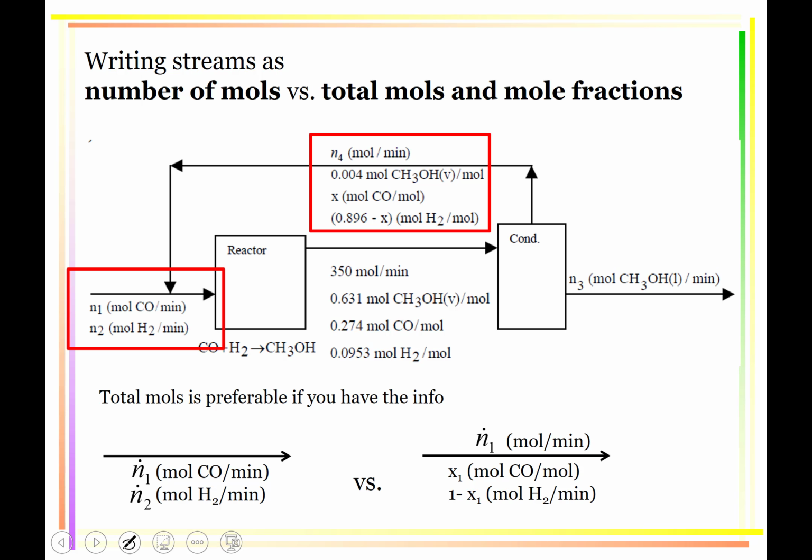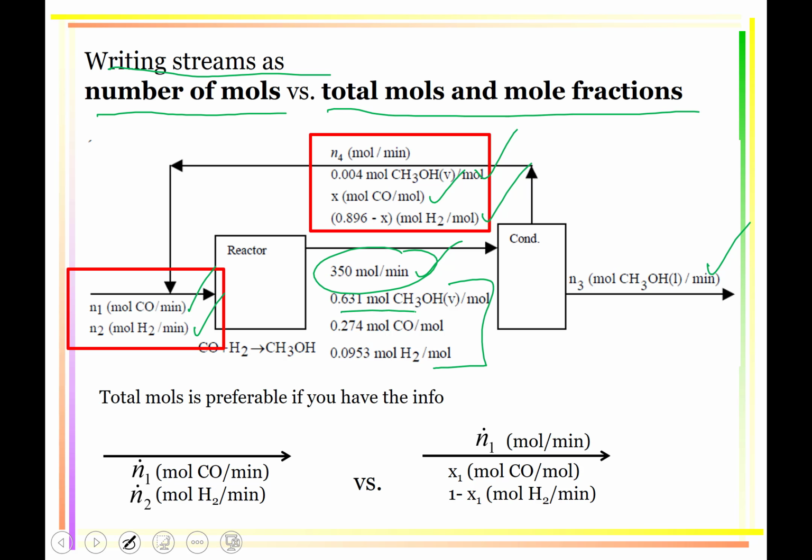So here we are writing streams as number of moles versus total moles and mole fractions. Okay, this one is a mole fraction, mole fraction, mole fraction. Here these are written as total moles, moles per minute. So these are molar flow rates, and here's a molar flow rate. Here is a molar flow rate, and these are the mole fractions, but with the molar flow rate, these can easily be converted into mole flow rates. Okay, so the easiest way to deal with this is to write things in terms of the molar flow rates.